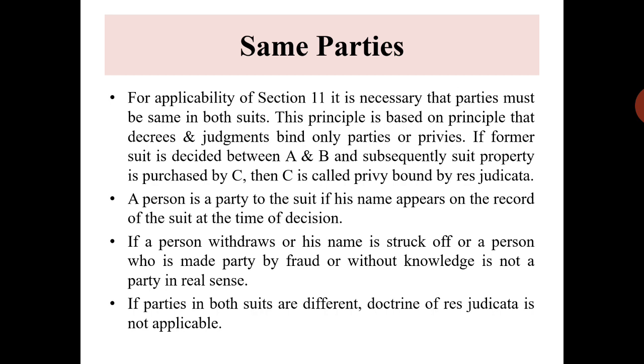Now the next condition is that the parties in both the suits shall be the same. This principle is based on the logic that decrees and judgments bind only parties or privies. If the former suit is decided between A and B and the suit property is subsequently purchased by C, then C will be called a privy bound by the doctrine of res judicata. A person is a party to the suit if his name appears on the record of the suit at the time of decision in the suit. If a person withdraws or his name is struck off, or a person who is made a party either by fraud or without knowledge, cannot be called a party in the true sense. If parties in both the suits are different, then obviously the doctrine of res judicata is not applicable.